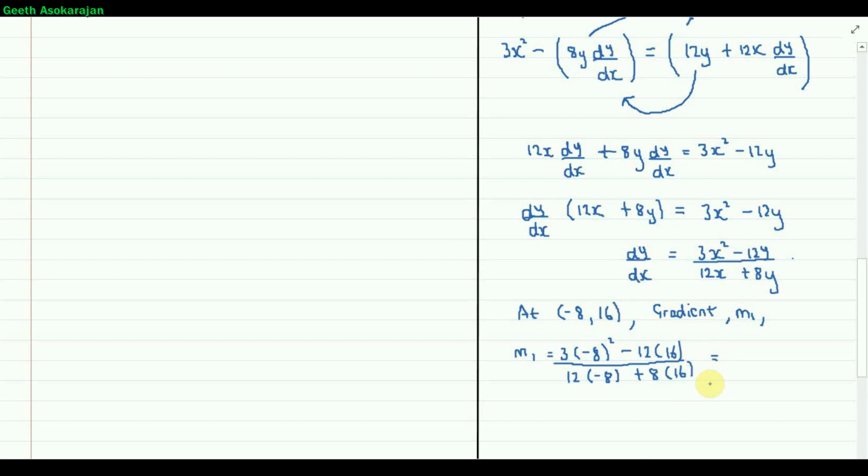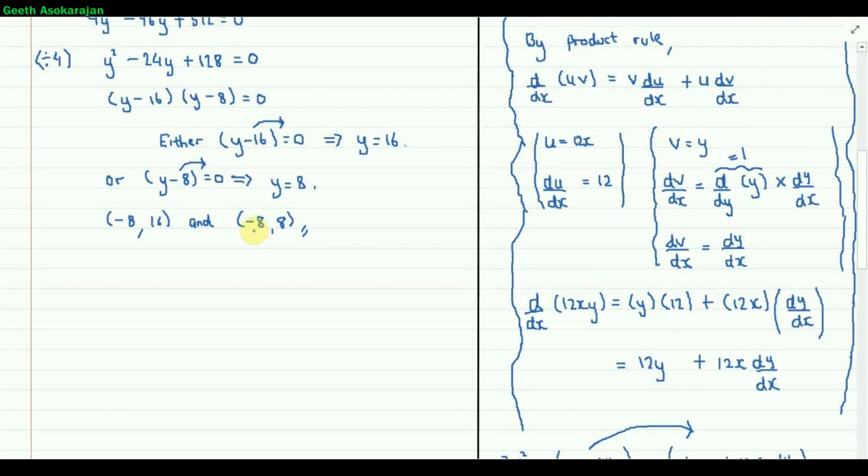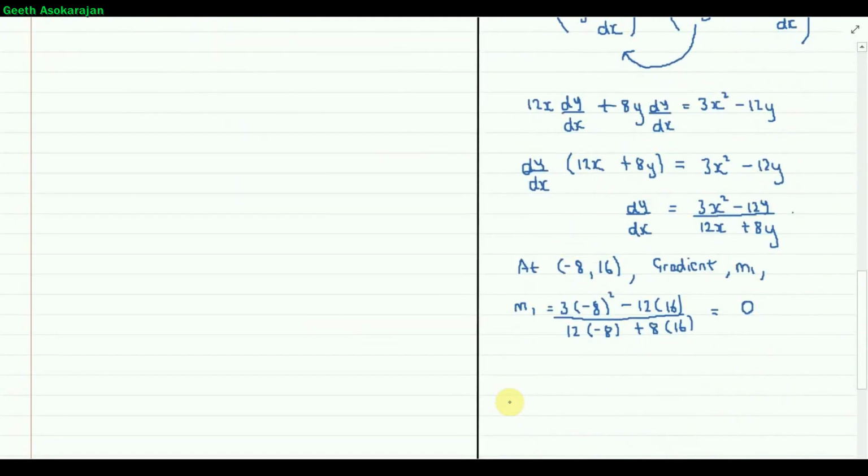Now let's calculate that. So this is where our calculators kick in. So 3 into minus 8 squared, and we have a minus 12 into a 16, close bracket. So we have a 0 on top. So 0 over anything is 0, so 0 being the first gradient. And for the next one we have minus 8, 8. So let's do the same for the next point. So at minus 8, 8, let's work out the gradient.